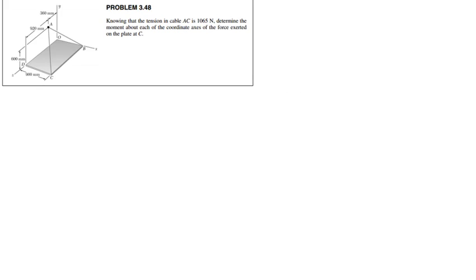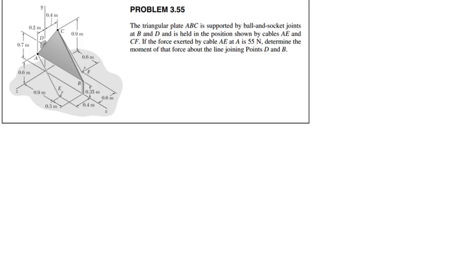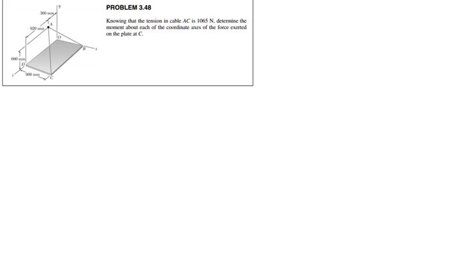Okay. So you have this. Let's look at this one here. This is 3.48 in the Beer Vector Mechanics book. Knowing that the tension in cable AC is 1,065 newtons, determine the moment about each of the coordinate axes of the force exerted on the plate at C. So this looks familiar.